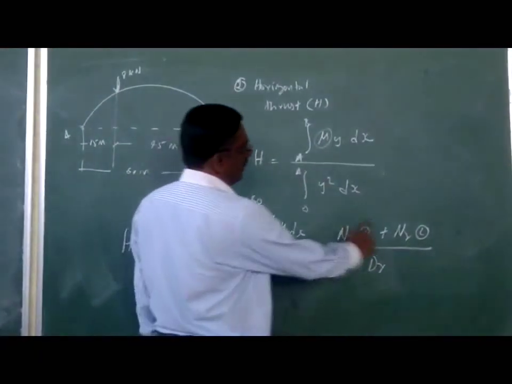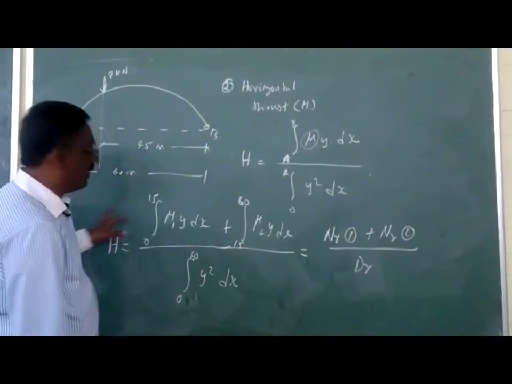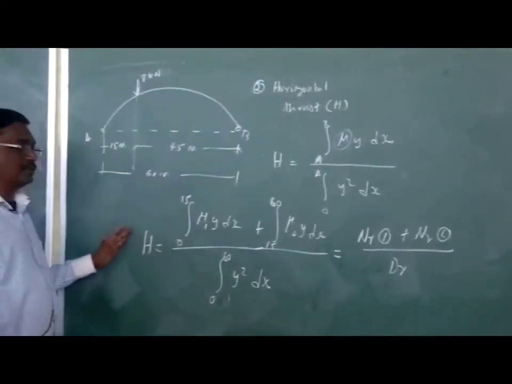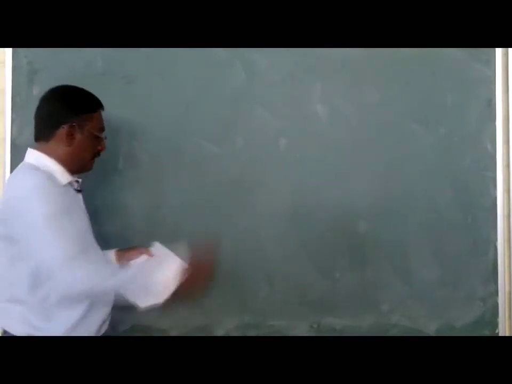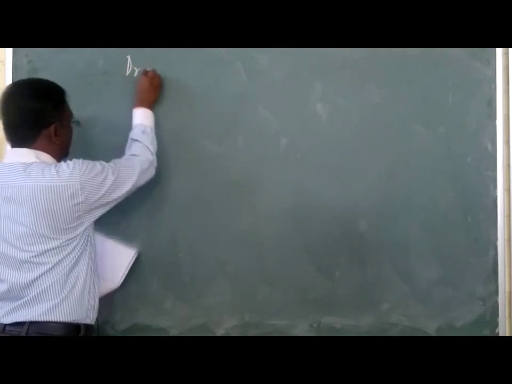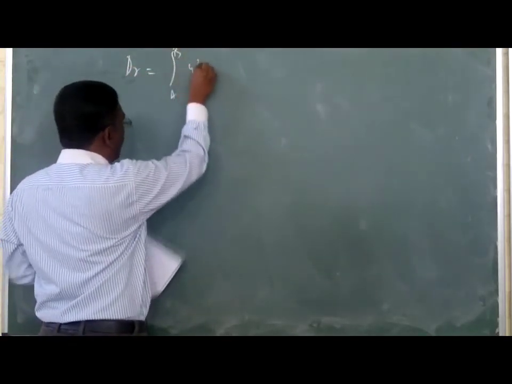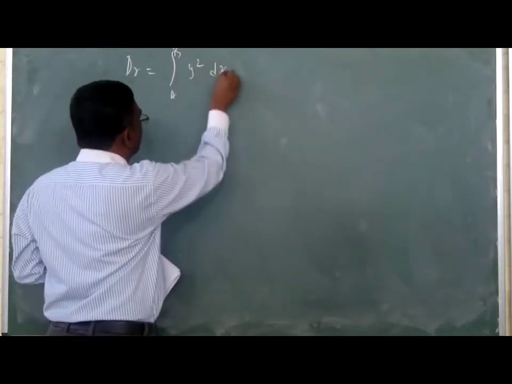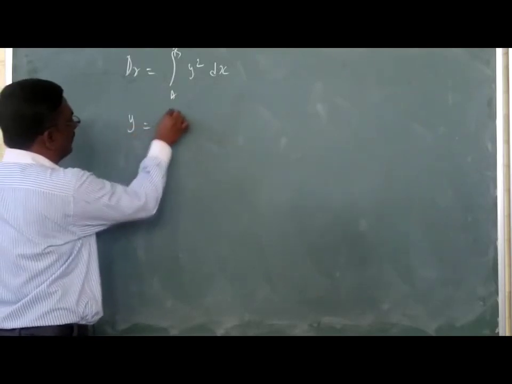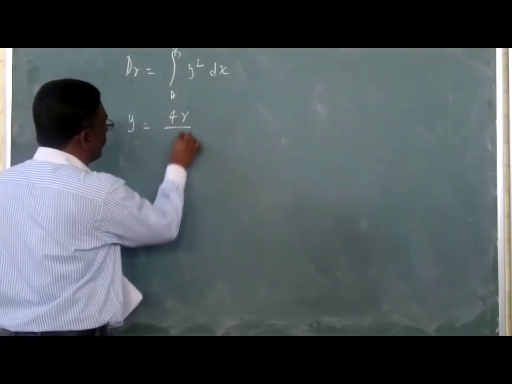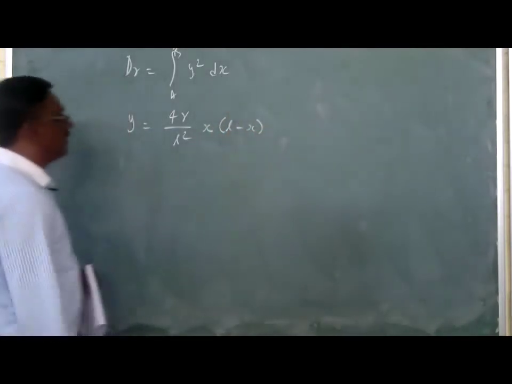We have to calculate the numerator and denominator values separately, and we can substitute here and find out the value of horizontal thrust. Let us first calculate the denominator part. The denominator part is integral A to B y square dx, where y is the equation of the parabola. The value of y is 4r by L square into x into L minus x. This is the equation of a parabola.